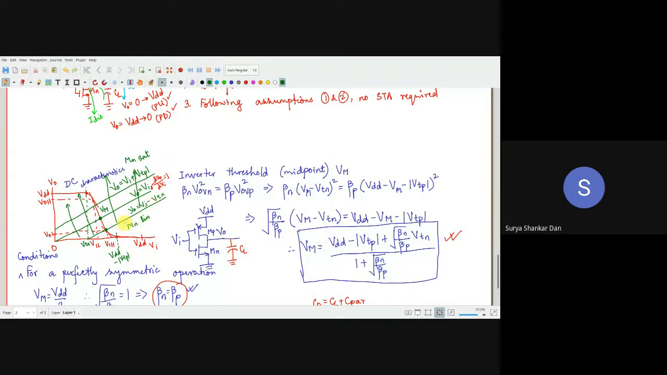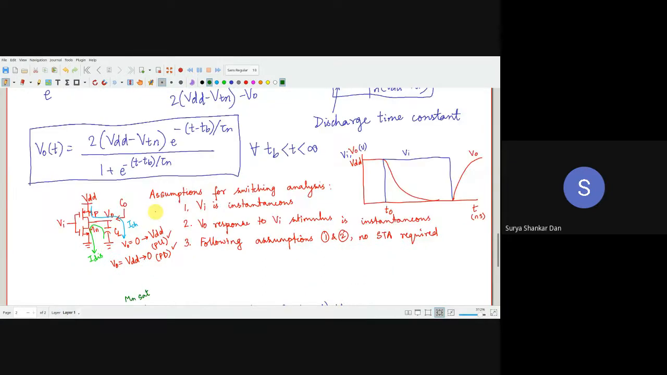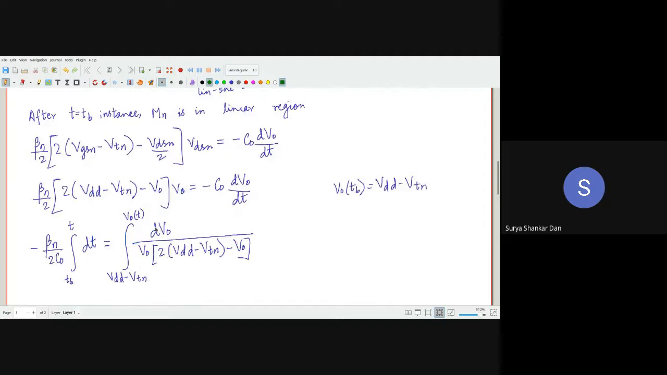In this case, what is the situation with MP? Hello? MP will be saturated, right? MP will be saturated, everything below this upper line. MP is saturated here. So in this case, in this equation that we are deriving here, what is the assumption?